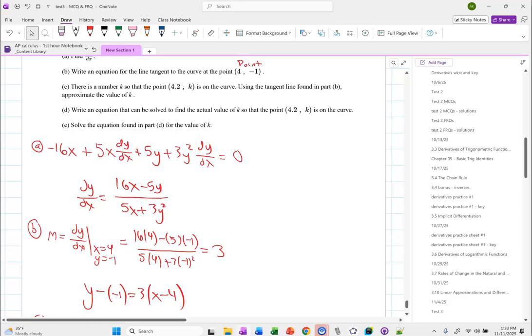D says write an equation that can be solved to find the actual value of k such that (4.2, k) is on the curve. How do I do that?